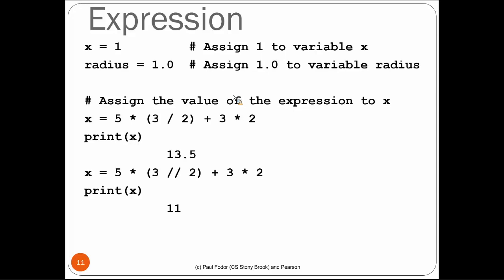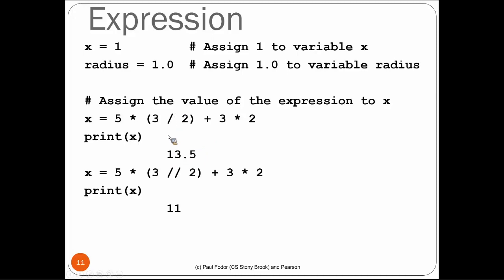By default, when you divide even integers in Python, you will get a real division. So the most important fact that we haven't covered yet on this slide is that when you assign to x, 5 multiplied with 3 divided by 2, plus 3 multiplied with 2, this is real division. So 3 divided by 2 is 1.5. That gets multiplied with 5. We get 7.5 plus 6 is 13.5.